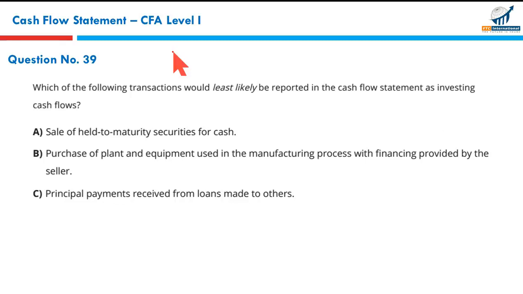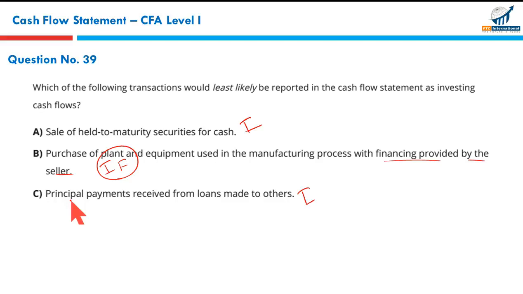it says which of the following transactions would least likely be reported in the cash flow statement as investing cash flows. Sale of held-to-maturity securities is an investing cash flow. Purchase of plant and equipment used in the manufacturing process with financing provided by the seller is a non-cash acquisition of an asset. It does not affect your investing or financing cash flow. It is reported outside the cash flow statement, in the footnotes. Principal payment received from a loan made to others: we made a loan to someone and now we are collecting it back. It's an investing inflow. So A and C are investing cash flows.